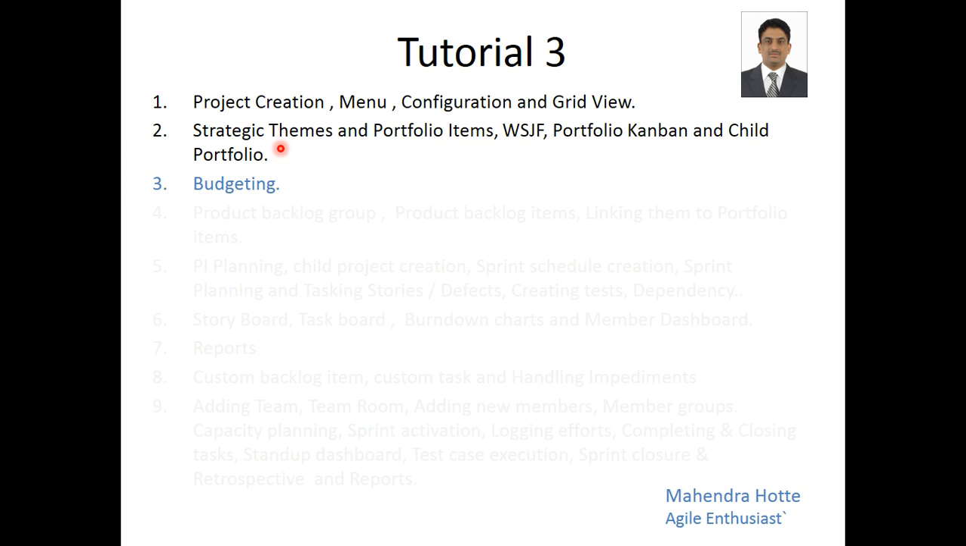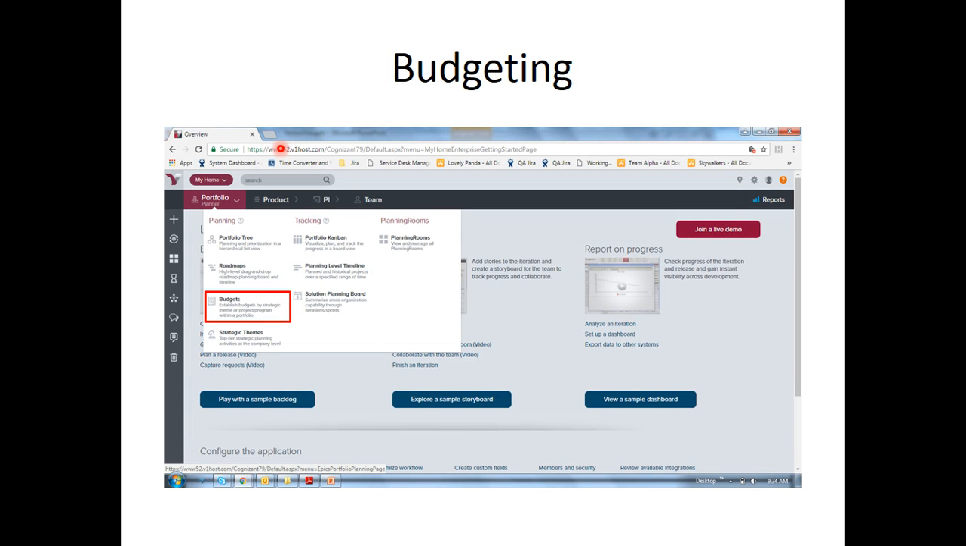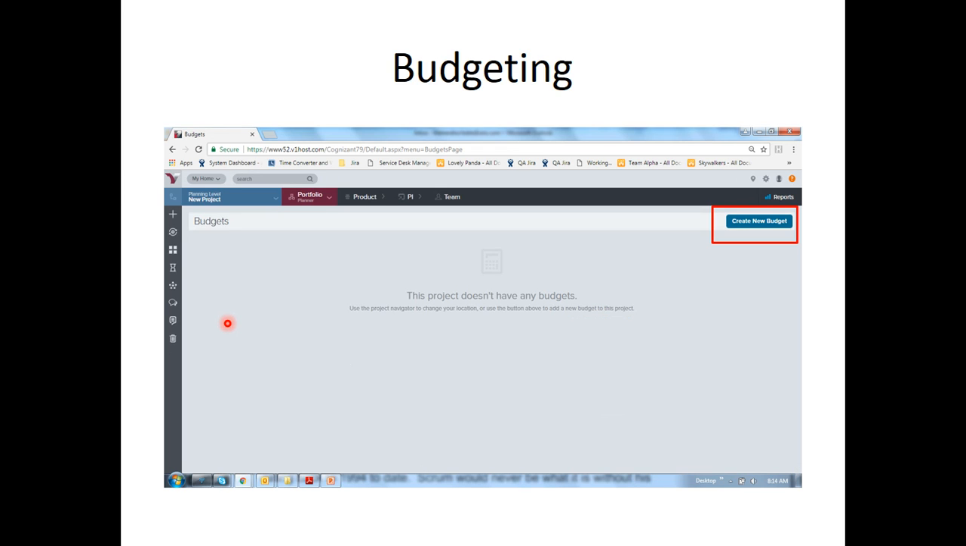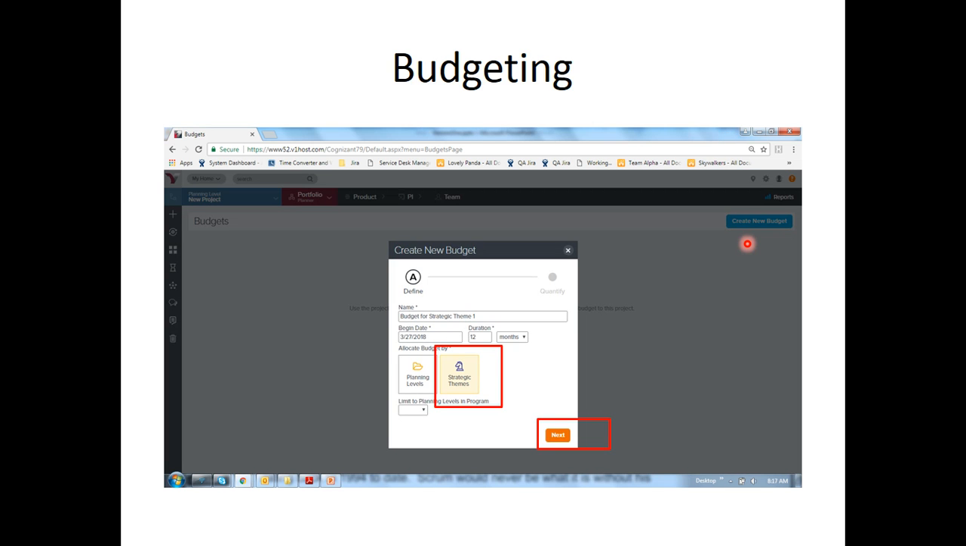This will be a very short one. Click on budgets as shown. Under the portfolio section, click on budgets. Click on create new budget. Give the budget name, begin date and duration.